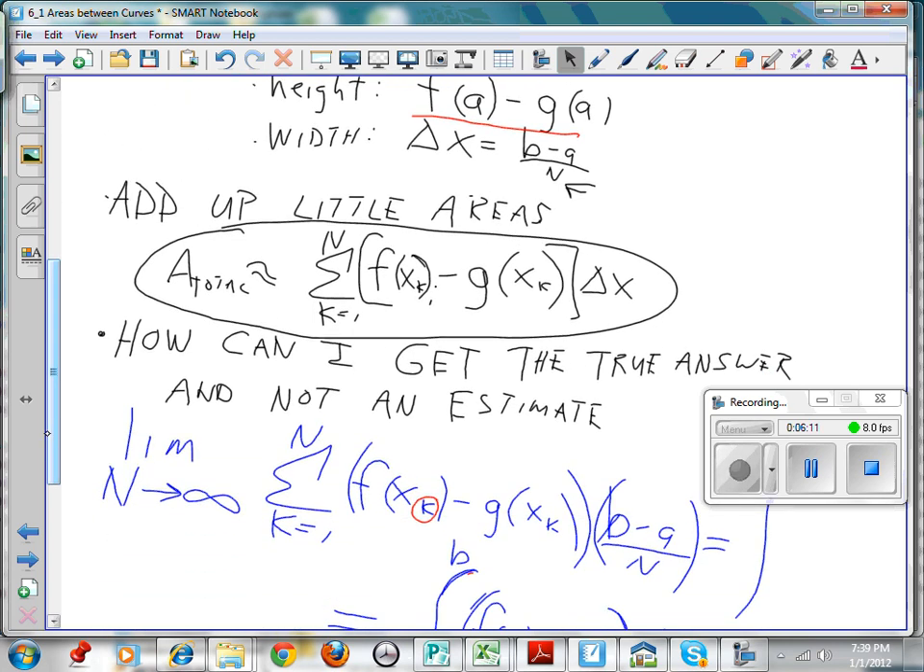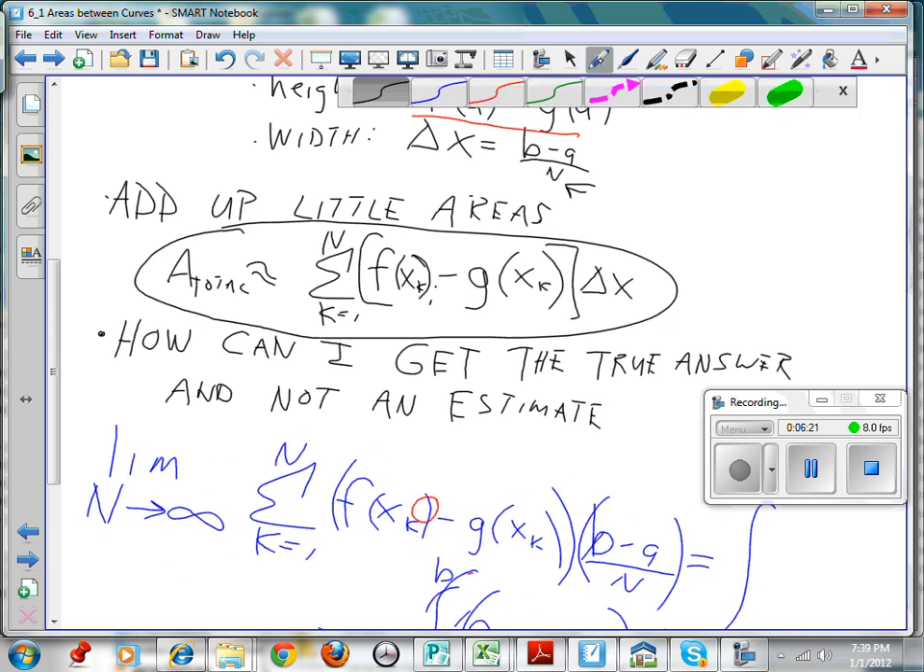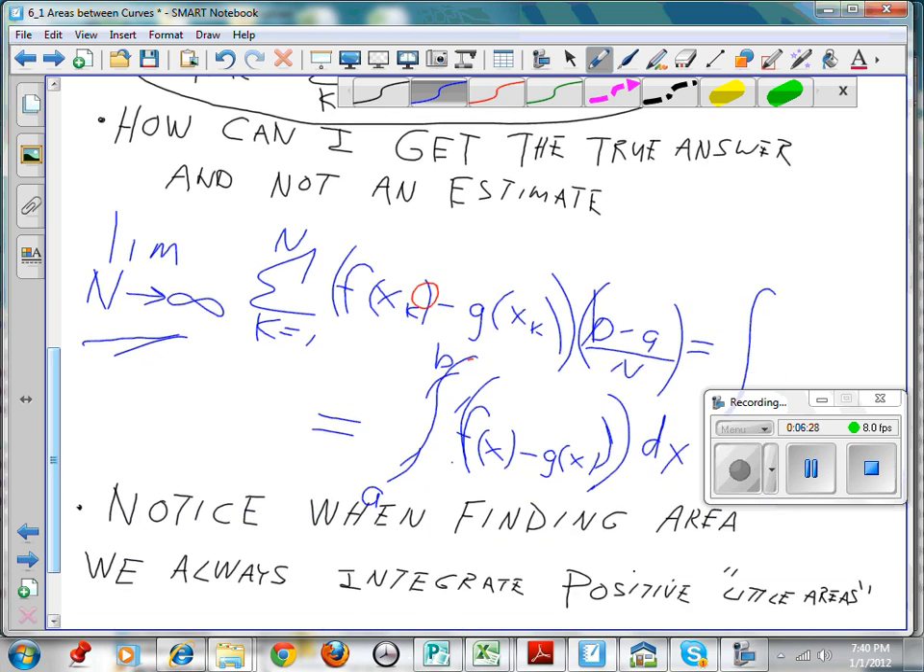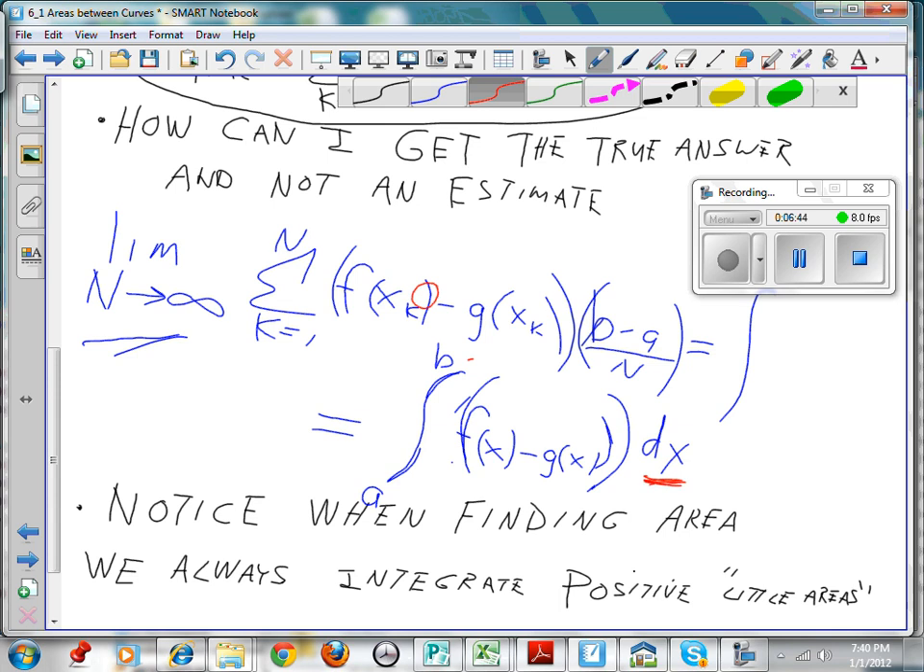And you might say the limit as n goes to infinity of this, that's going to become what? Now I've got an infinite number of rectangles, and that's going to become my definite integral, just like we did before. So I get an integral from a to b, and the width of my rectangle becomes dx, and I take the function f of x minus g of x, I integrate that.